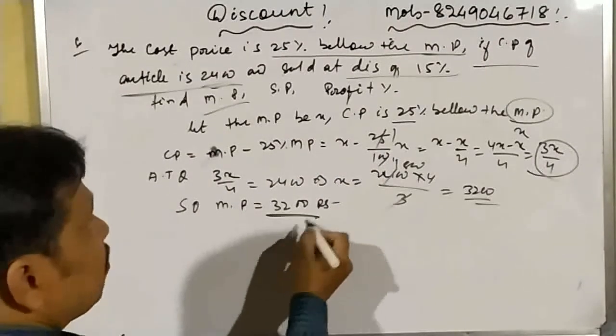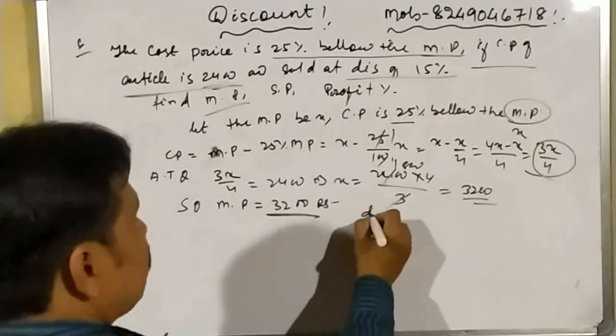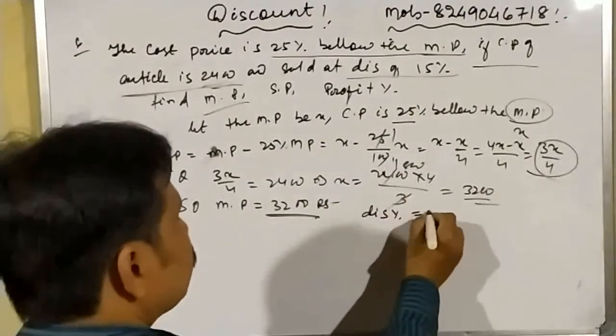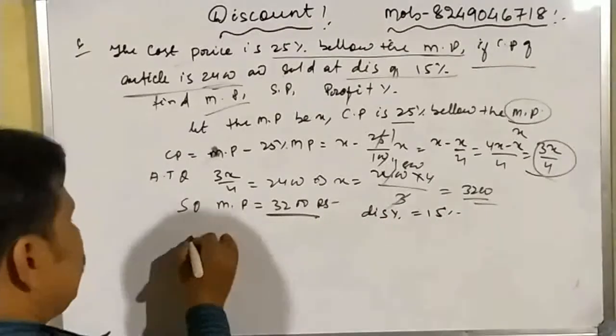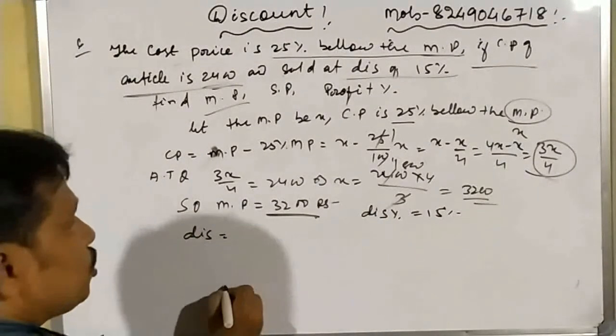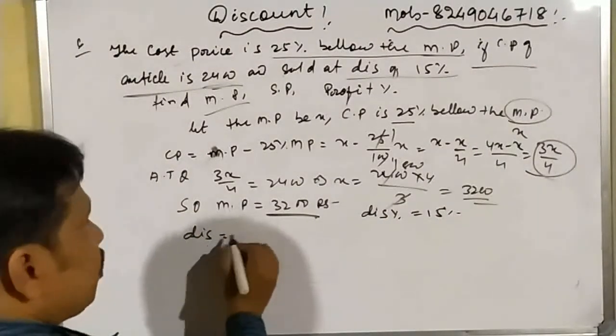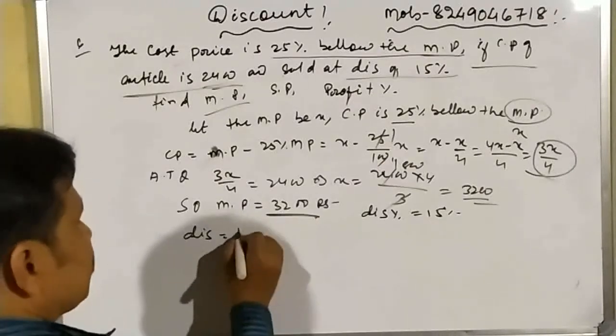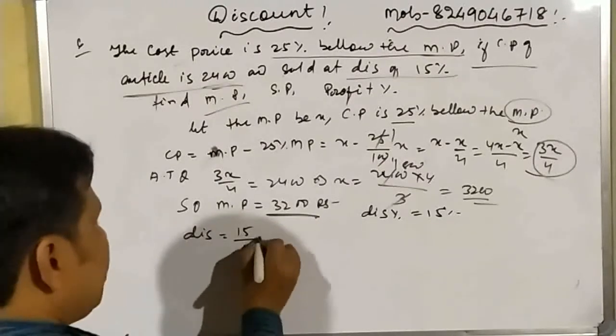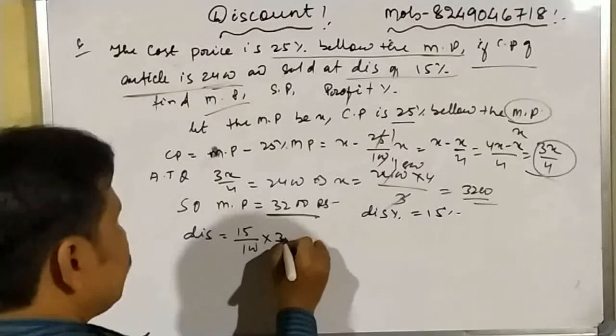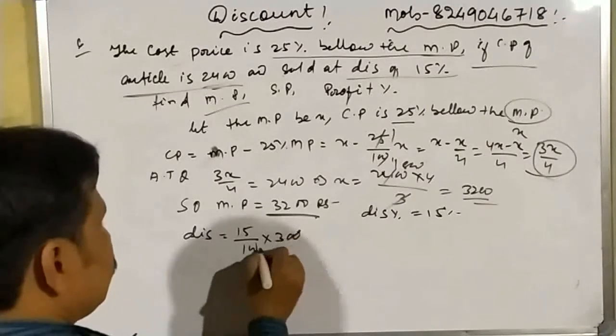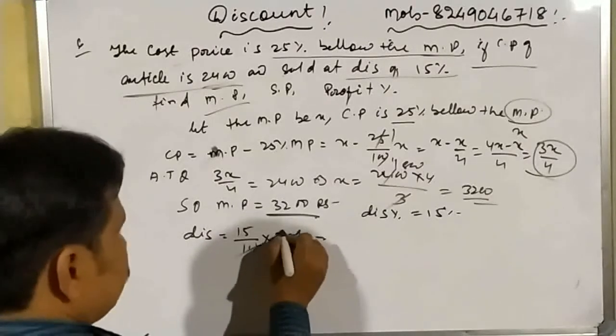So mark price is given. Discount percentage is equal to 15%. So first of all, we will find out the discount, which equals how much? Discount equals 15% of mark price. So 15 by 100 into mark price equals how much? 3200. So 00 cancelled, 32 into 15.